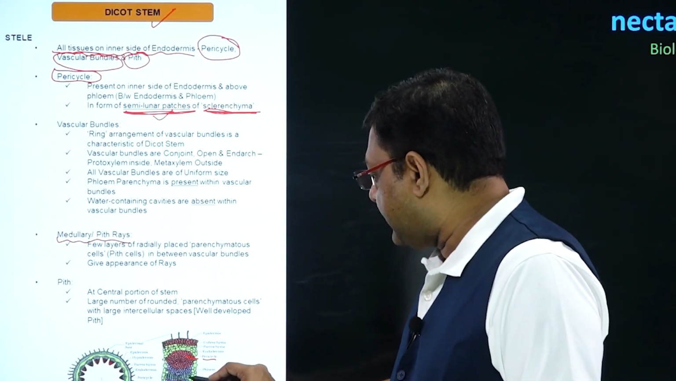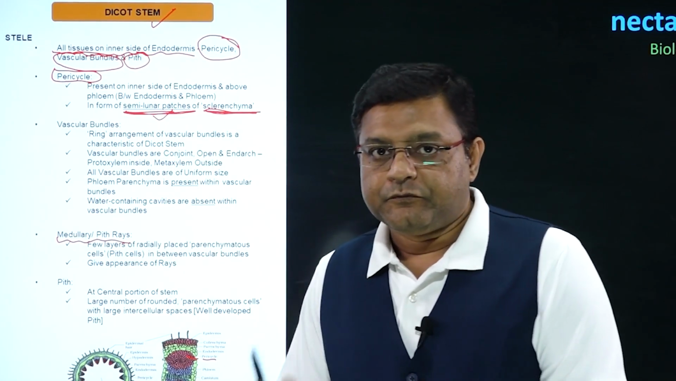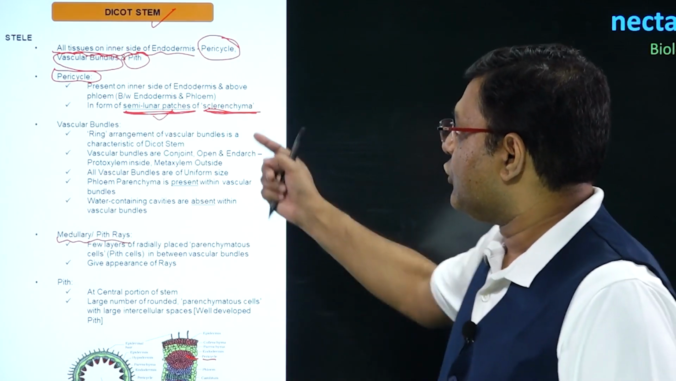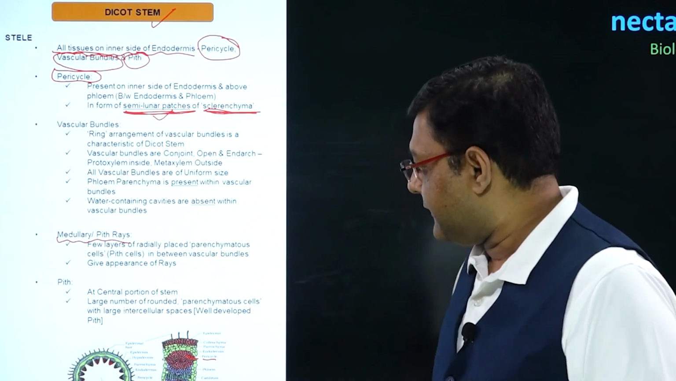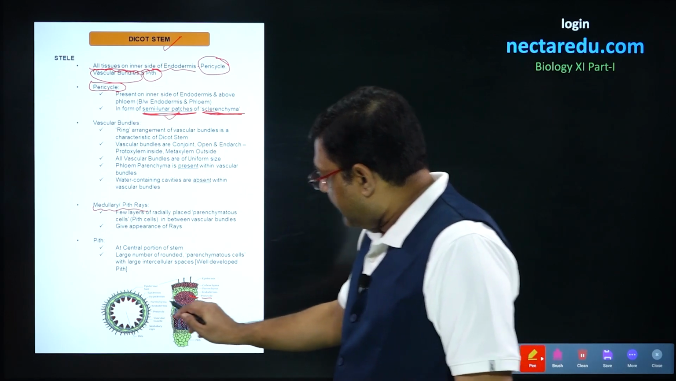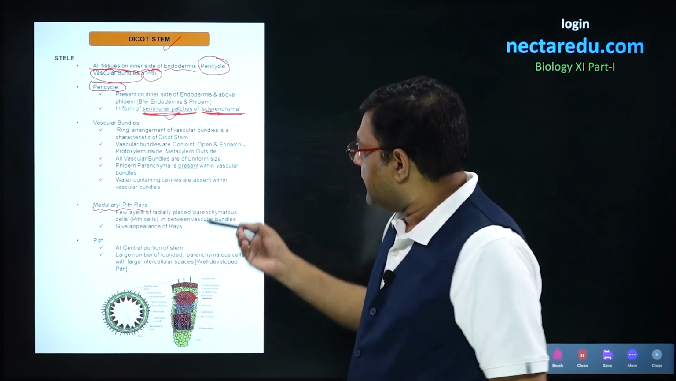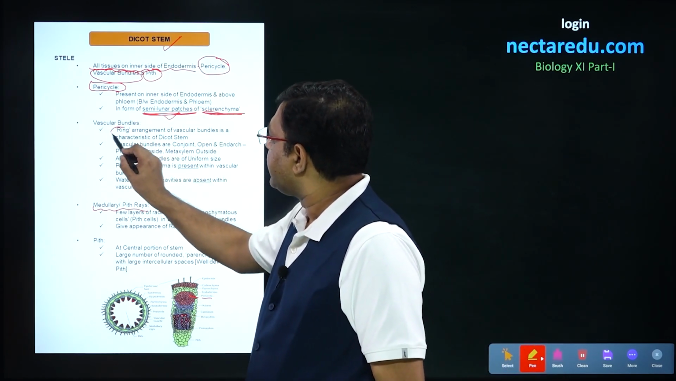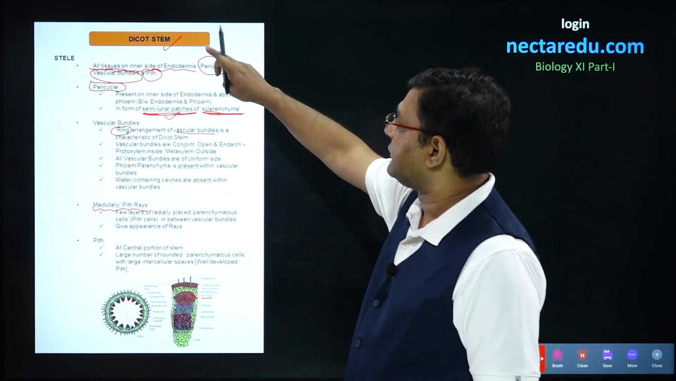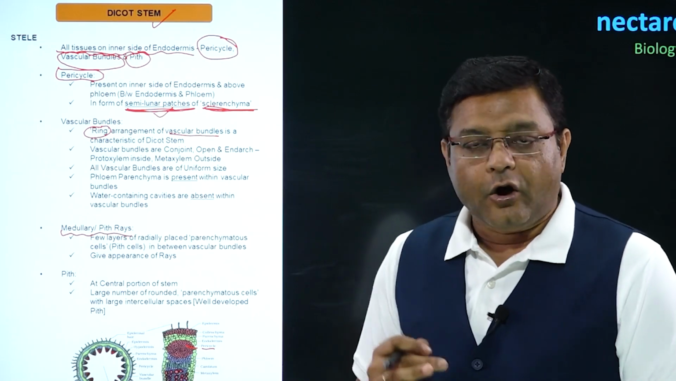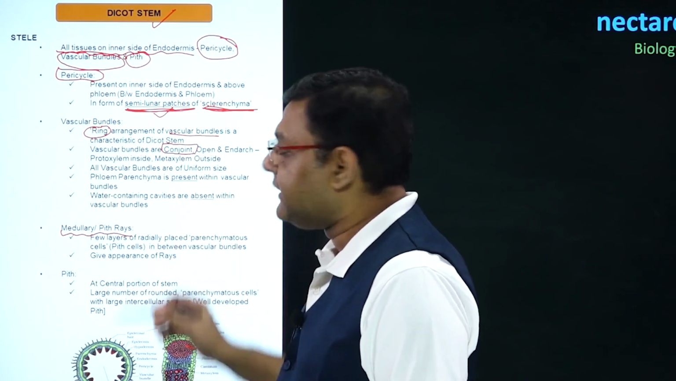Now below this pericycle, there will be vascular bundles. As in the case of stem, the vascular bundles will be conjoint and that is why phloem will be on the upper part and xylem will be on the lower part. The same we can see over here. If we look into the vascular bundles, we can see a distinct ring-like arrangement. So in the case of dicot stem, a ring arrangement of vascular bundles is there and this ring arrangement is a characteristic of dicot stem.